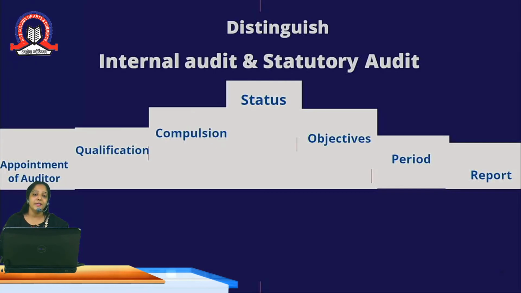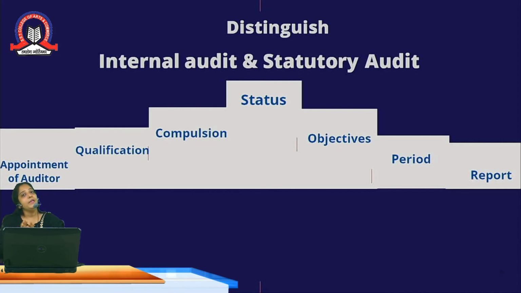Now further, let us see the distinction between the internal audit and statutory audit. Internal audit is conducted by the management of the company, but statutory audit is an audit which is compulsory as per the law, as per the prescribed statute. First of all, appointment of the auditor: the internal auditor is appointed by the management. However, the statutory auditor is appointed by the shareholders of the company in the annual general meeting, as already discussed.